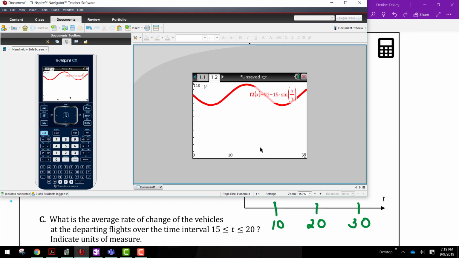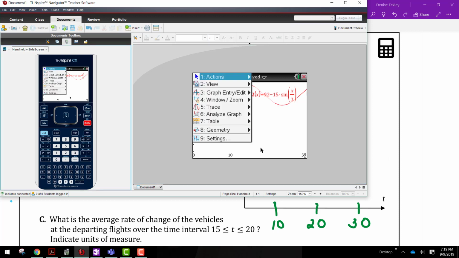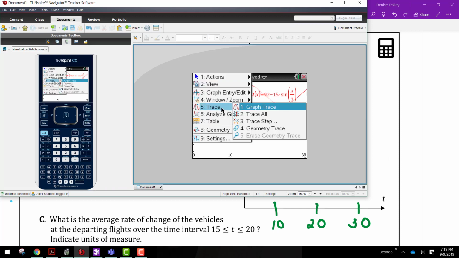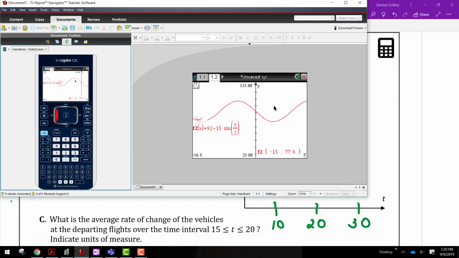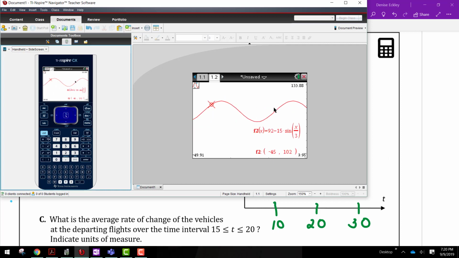And there's the graph, very nice. Now the nice thing about the Inspire is when you hit trace and you hit graph trace, it'll hit all the high points and low points for you and tell you you're at a maximum or minimum. And I don't know why it's doing that. It just went bizarro on me.